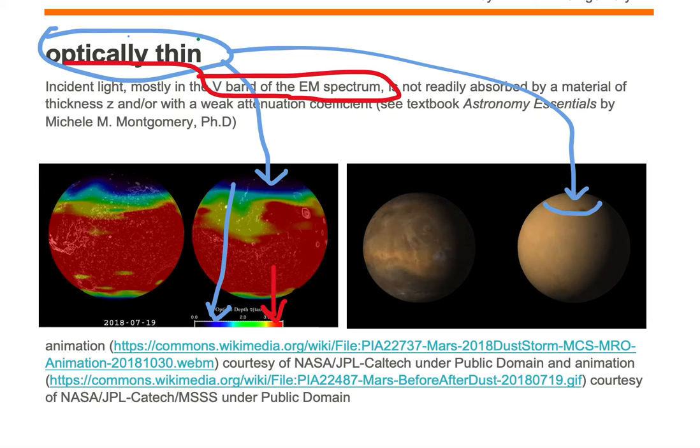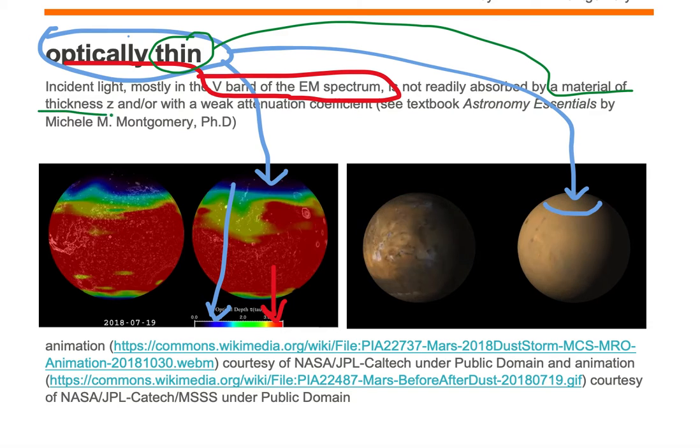Now let's take a look at thin. What do we mean by thin? There are two parts to the thin definition. One is that it's a material of thickness Z. What that means is it could be thin or it could be thick. In this case, for thin, we want it to be as thin as possible. So there's not a whole lot of dust at the polar cap, so we can see through this thickness of dust down to the surface features. So that's what we mean by thinness.